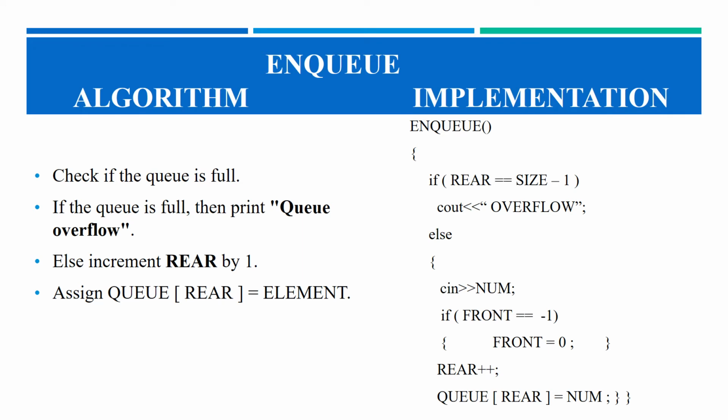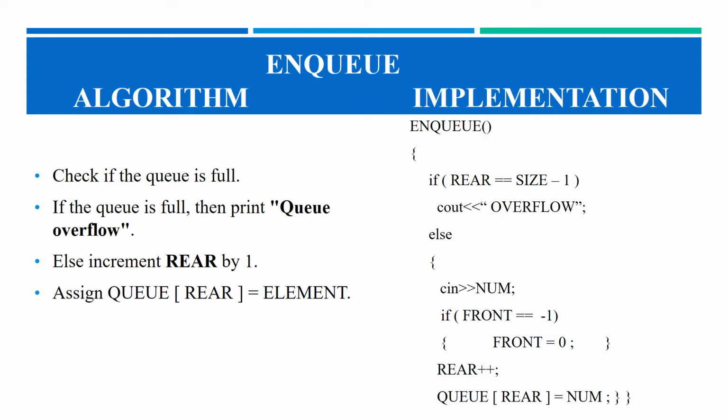Algorithm for enqueue operation. First, we have to check whether the queue is full or not. If the queue is full, then print overflow error and exit the program. If the queue is not full, then increment the rear end and add that element in the rear end position. Let us see how to implement this algorithm in a C++ program.